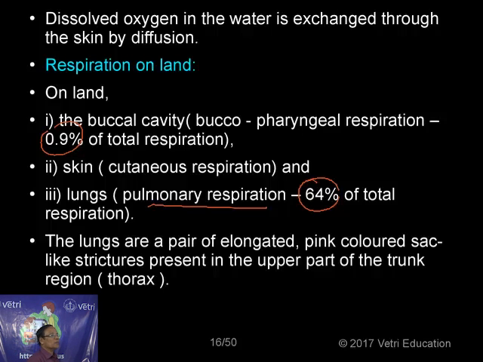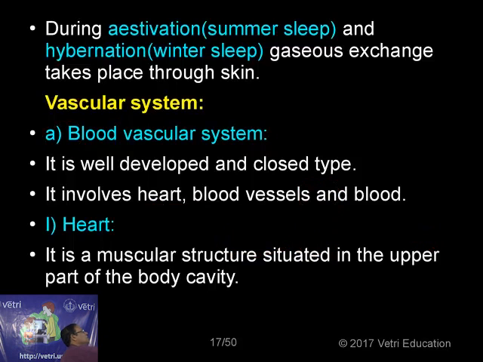Now the lungs are a pair of elongated, pink colored structures, as I described. A sac-like one, not a spongy one, present in the upper part of the trunk, which assists in the respiration process.